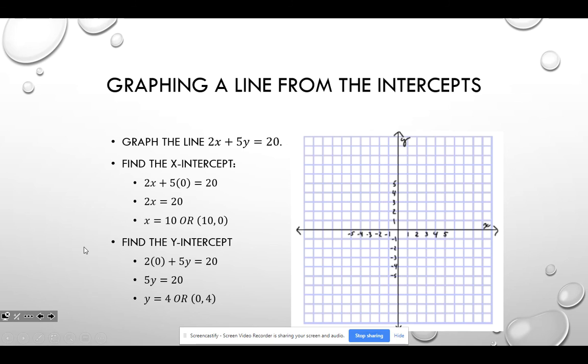Now I'll plot the points on the line. So 0, 4, which is right there, and 10, 0, which is right here. Now I only need 2 points to make a line. So at this point, I can just connect the dots. Arrowheads on the end of each line. And of course, as always, label my function by writing the original.